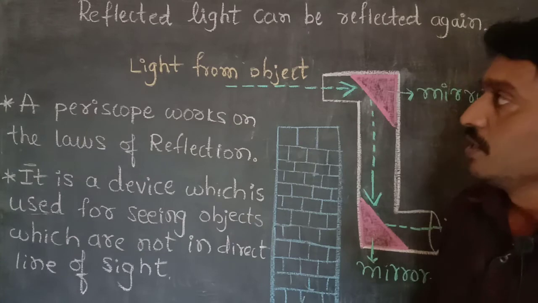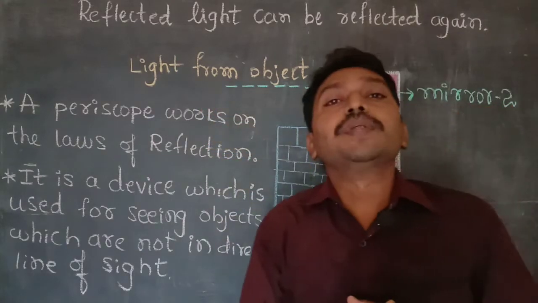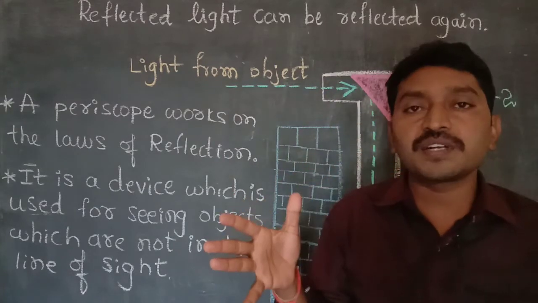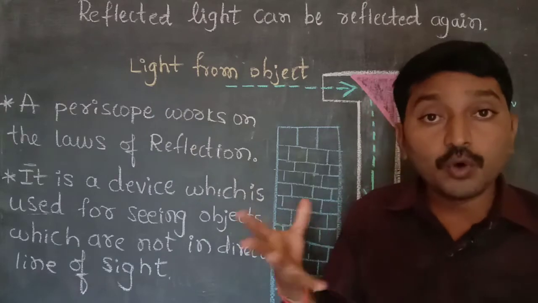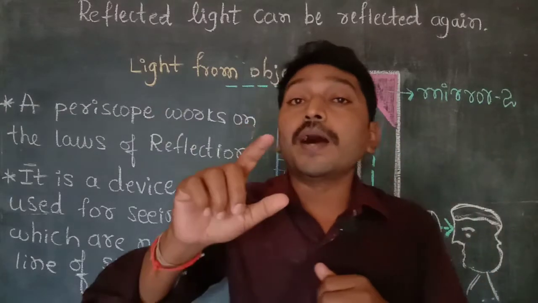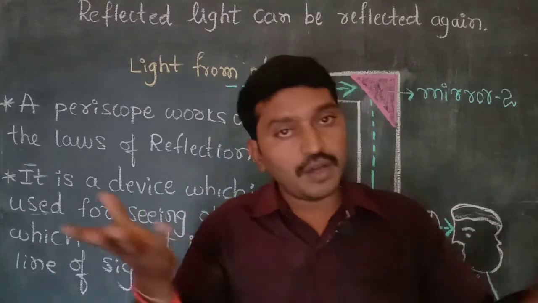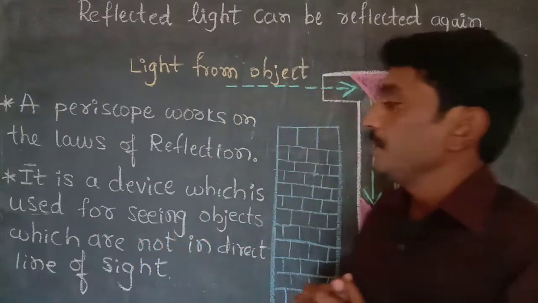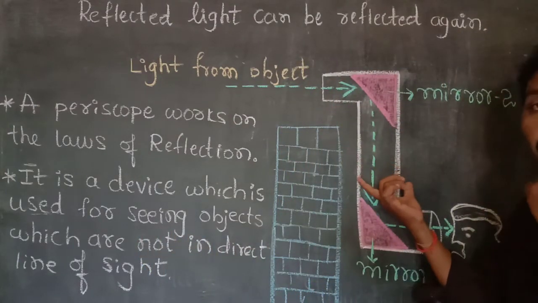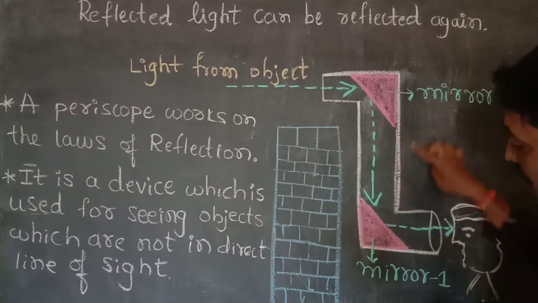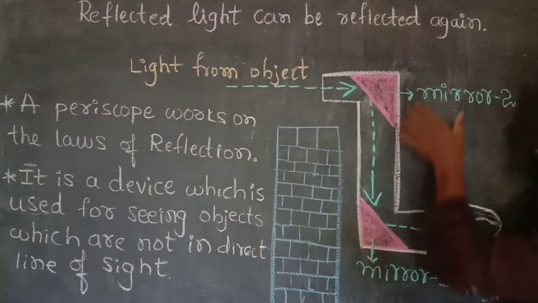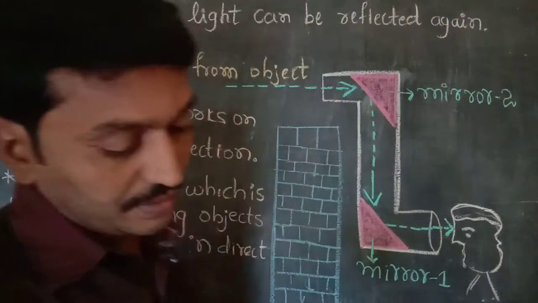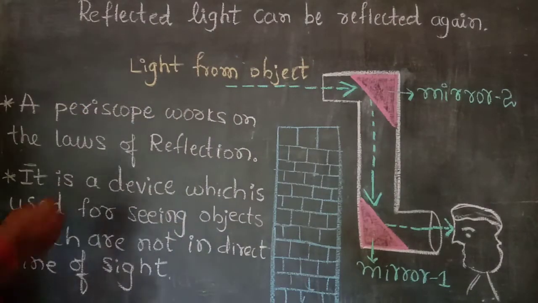In the previous year you already learned how to construct a periscope by using two plane mirrors. Can you explain how? The periscope is made up of two plane mirrors. Here I have taken mirror 1 and mirror 2. So, for example, here is how a periscope works and how it is useful.